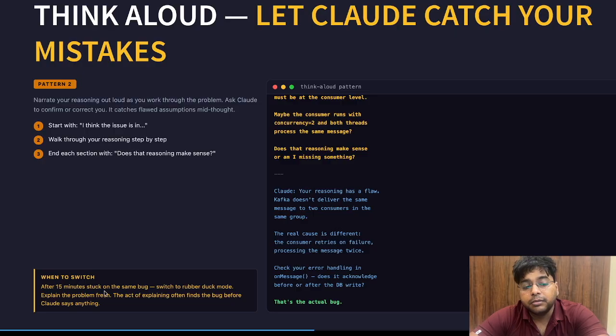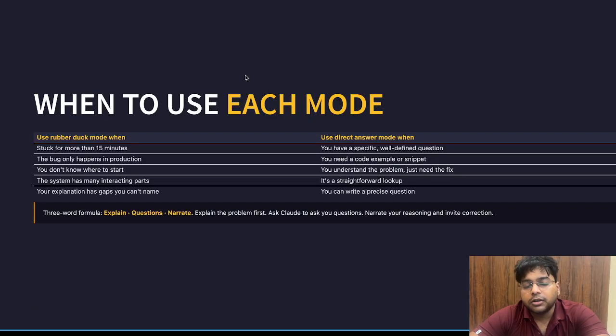Now, after 15 minutes of being stuck on the same bug, we can switch to rubber duck if think-aloud doesn't work. Explain the problem to a rubber duck. The act of explaining often finds the bug before Claude says anything. Now a question will come to our mind: when to use each mode? We saw rubber duck mode, and we saw direct answer mode. Rubber duck is for when we are stuck for more than 15 minutes, the bug only happens in one environment, we don't know where to start, the system has many interacting parts, or your explanation has gaps you can't understand. Then we use rubber duck mode.